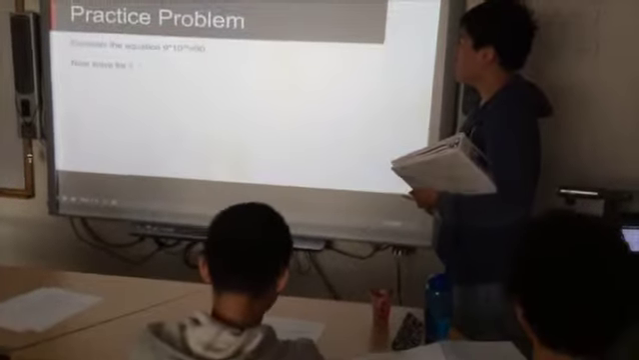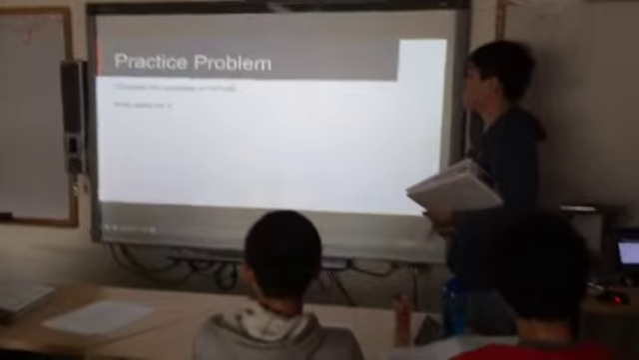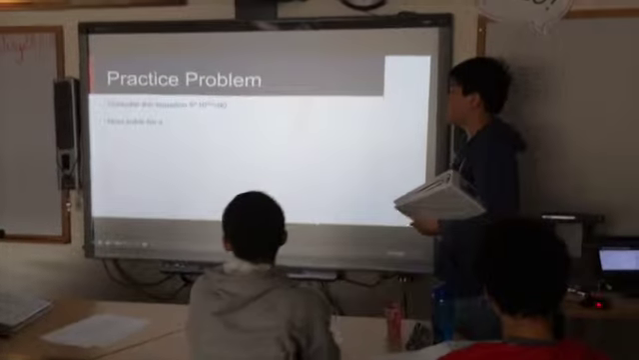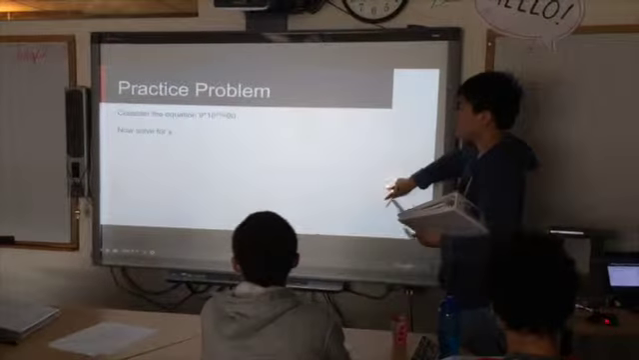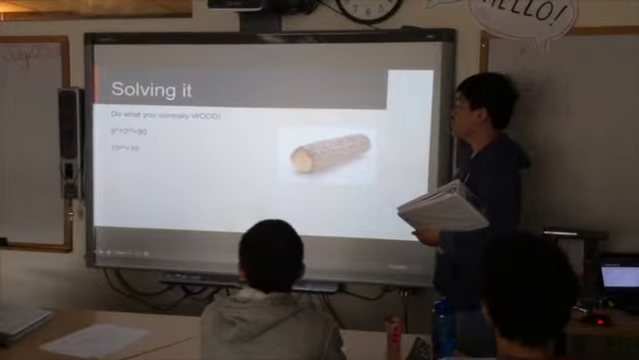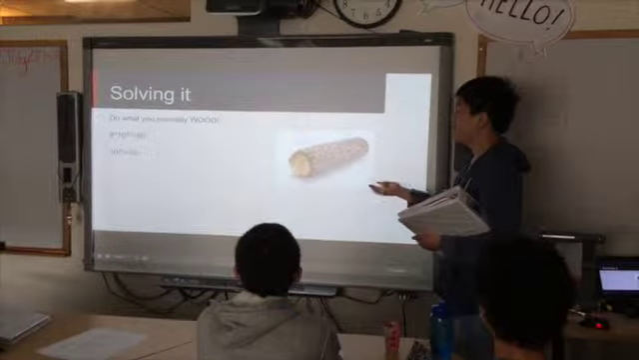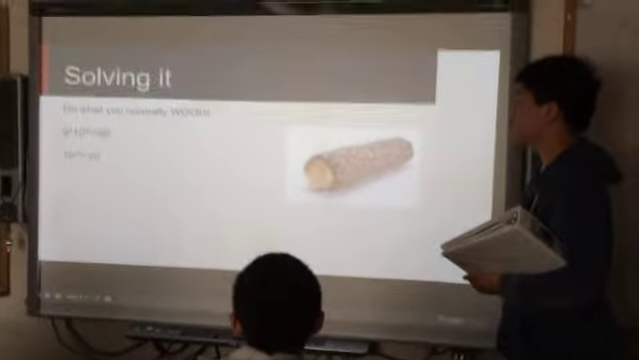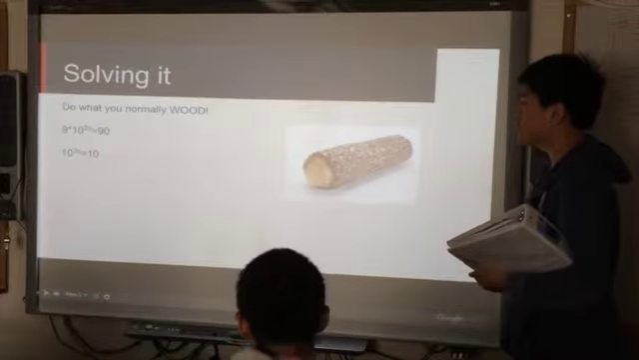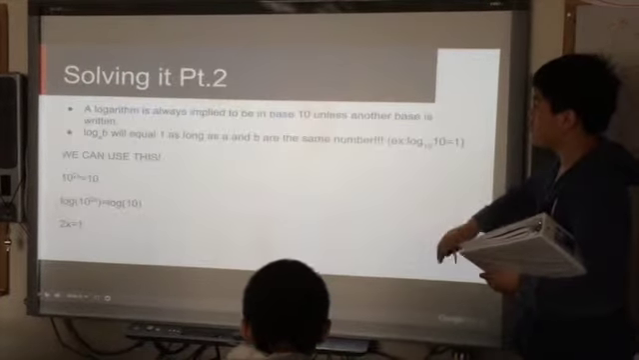Now, a practice problem might be able to help you guys. So let's consider the equation 9 times 10 to the 2x equals 90. What we're trying to do here is solve for x. What you normally would do is get the exponent by itself. So you divide both sides by 9 to get 10 to the 2x equals 10.